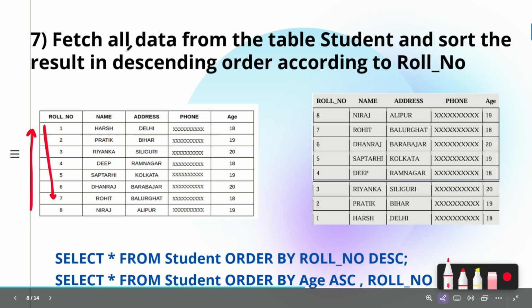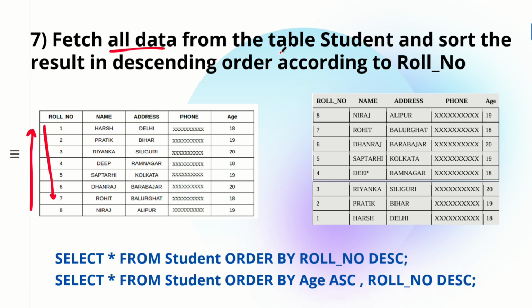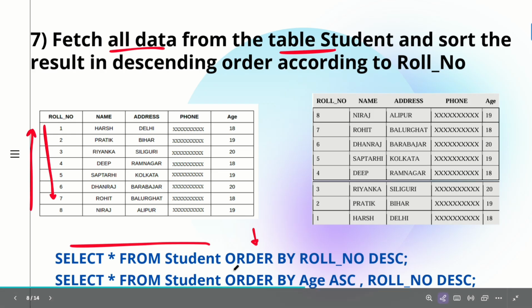First we will see what is written in the question: fetch all the data from the table student. So you will fetch all the data. How do you fetch all the data? You just write select star from student. Okay, you have fetched all the data, but now you want to show it in descending order. For that you will have to make use of ORDER BY. So you will write the ORDER BY keyword, and then what do you want to order by, like by what do you want me to sort.